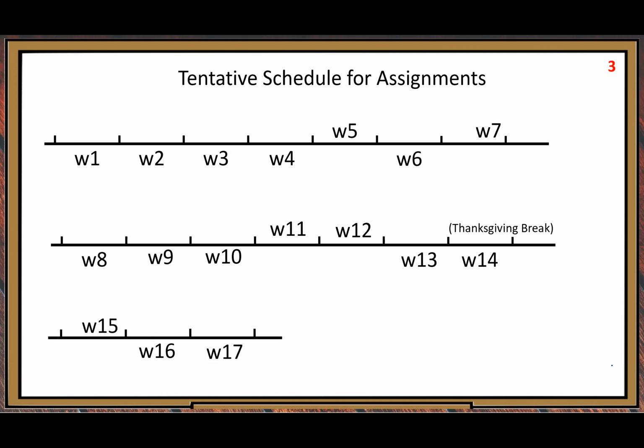First week, nothing. Second week, nothing. But at the end of the second week, quiz number one, 10 questions on Canvas. I will post it on Friday of that week, then the due date is the next Sunday. So you have a little more than 1 week, with the due date on Sunday.